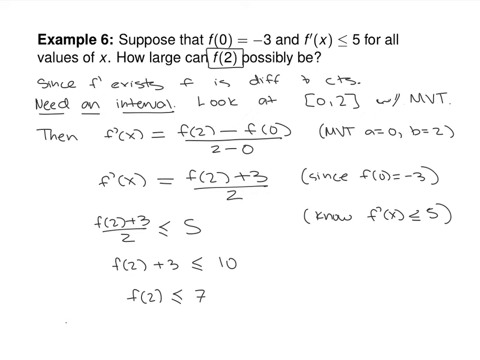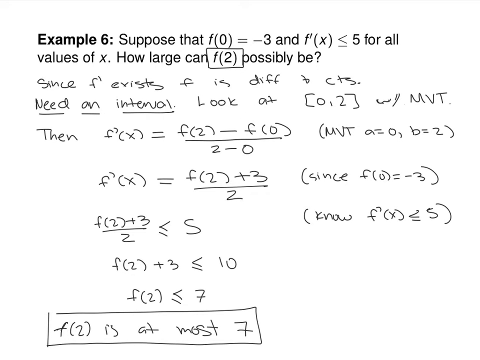And that means f of 2 is at most 7. So the largest y value you could get when plugging in 2 is 7. Nothing bigger can happen.